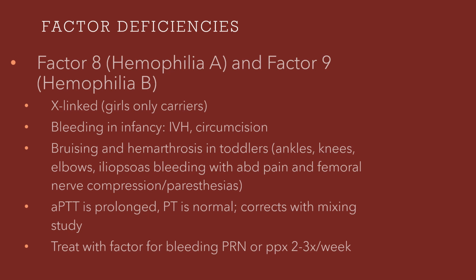Why is that? PTT was testing our intrinsic pathway, which was 8, 9, 11, and 12. And then our PT is normal because that's our extrinsic pathway, just factor 7, which is not affected by hemophilia. And then there's no inhibitor present, so for hemophilia, it will correct with a mixing study.